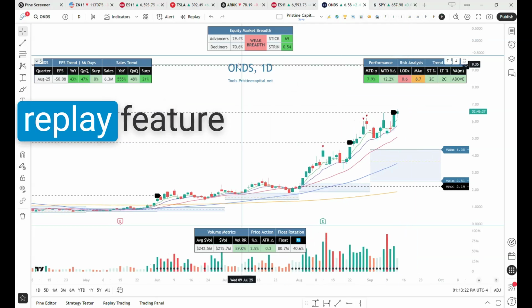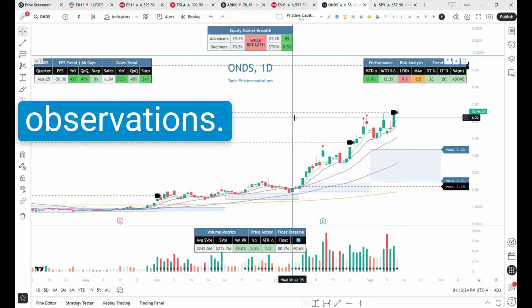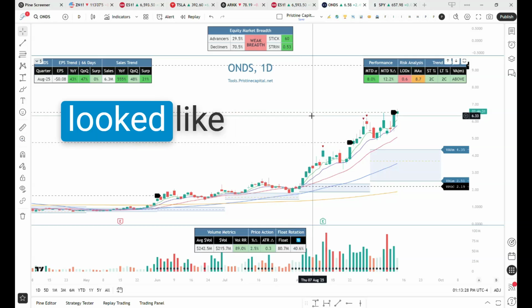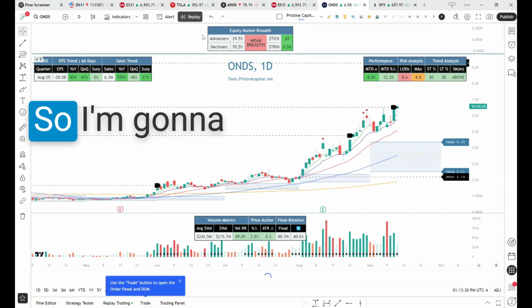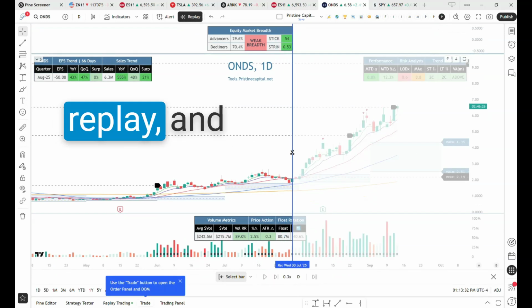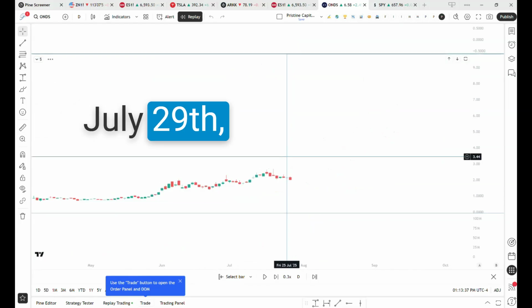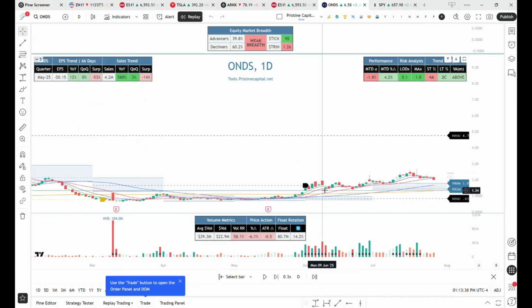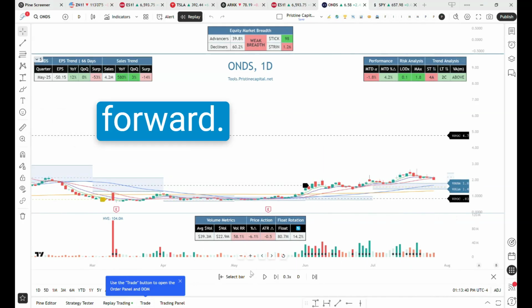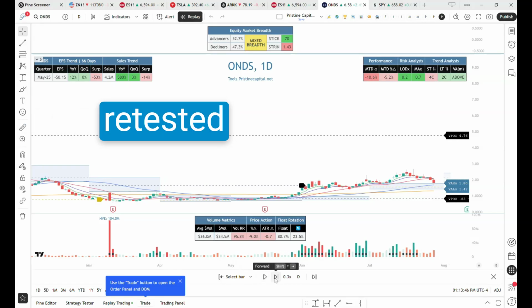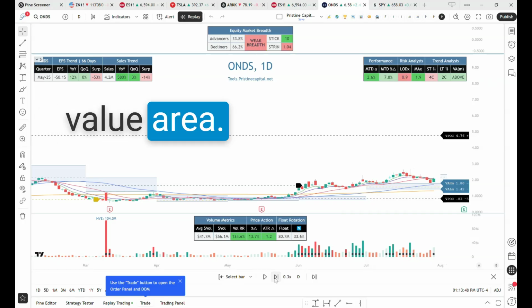But now let's use that replay feature and make some observations about what the market looked like and what the chart looked like on that day. So I'm going to click replay, and then select July 29th. And let's take a few steps forward. So we're going to step forward. This is the day that we retested that monthly value area.